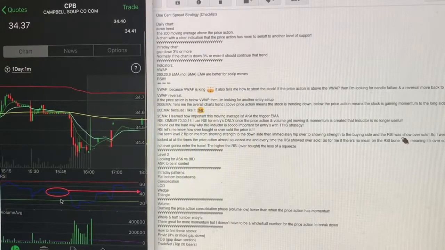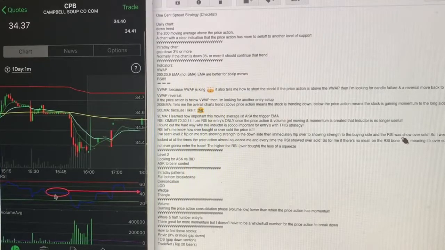So that's very important for this strategy. The RSI is just for my entries. I don't look at this after I'm in the trade, after I already entered the price. I'm no longer looking at the RSI. I'm only looking at level 2 at that point.